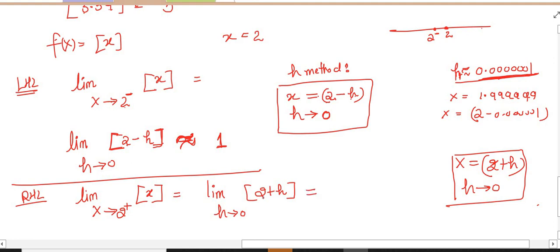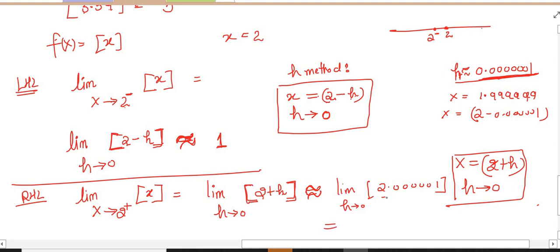So that means it is 2 plus something. Greatest integer, maybe it is 2 point something, something like this. Very close to 2. Approximately it may be 2.0001. It is just a representation, because of h.